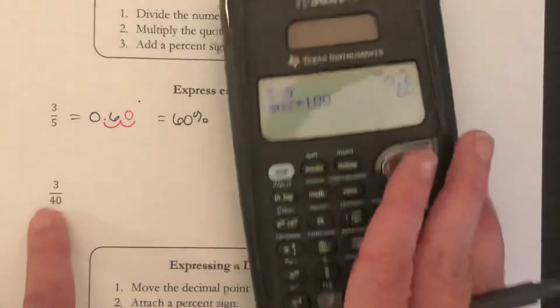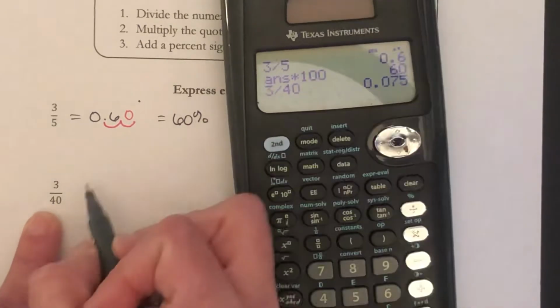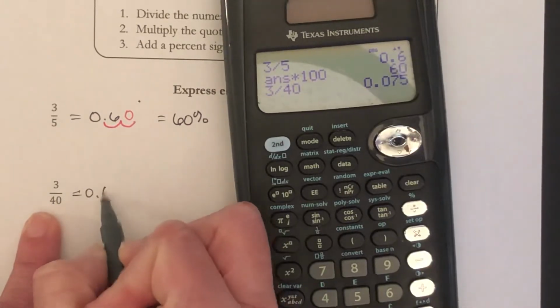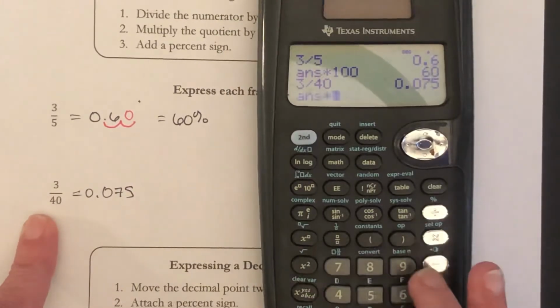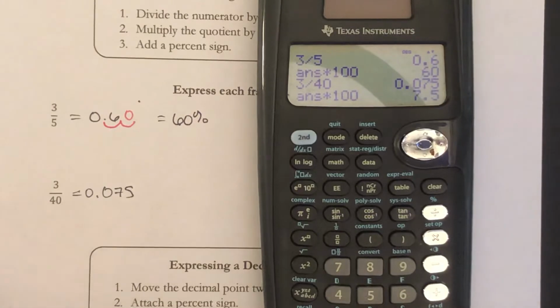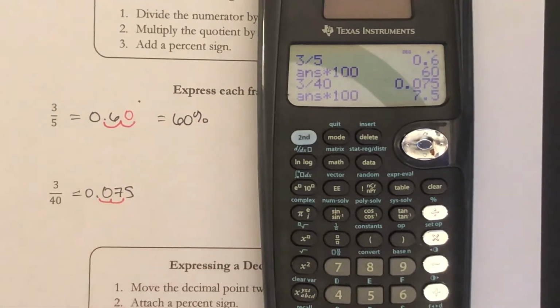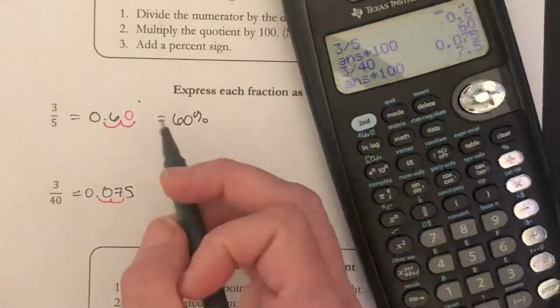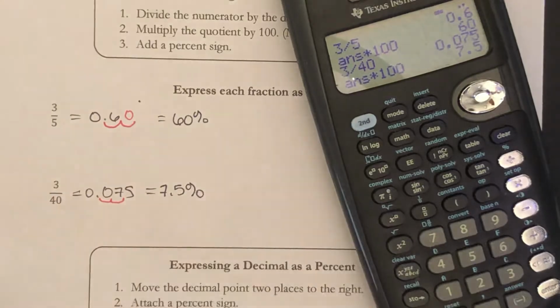Okay, so let's do 3 over 40. Divide 3 by 40, and you get 0.075. Either multiply by 100, or move the decimal point, and generally speaking, we're going to talk about moving the decimal point. I move it 2 places, and I get 7.5%.